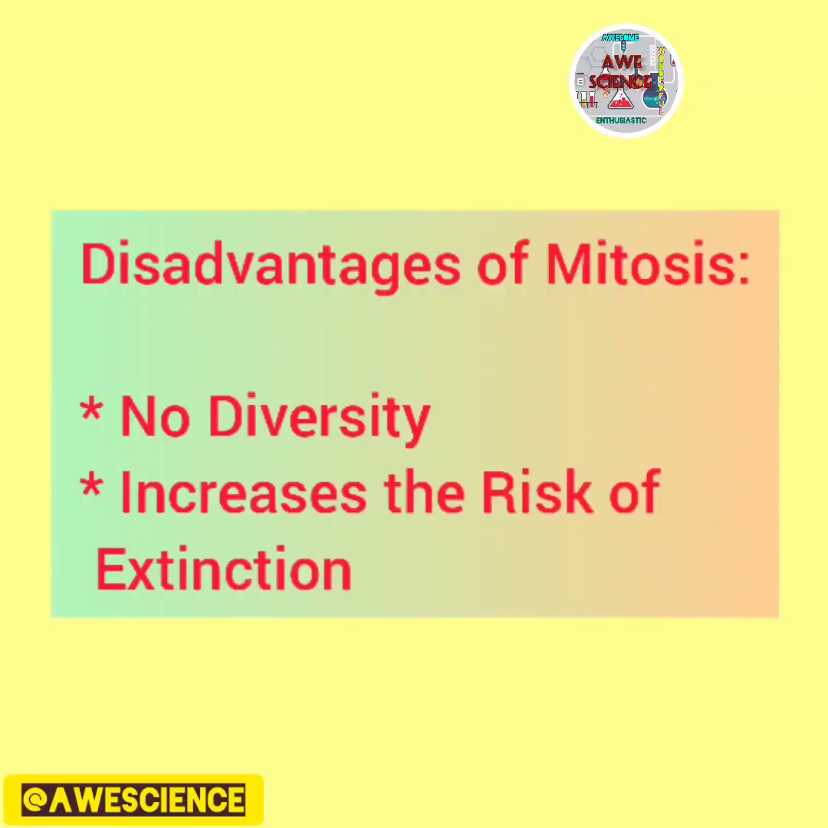Now let's talk about the disadvantages of the process. First one is no diversity. Since the daughter cells which are produced have identical chromosomes, there is no diversity in them. And since the weaknesses and the traits are the same, there is also a chance of extinction.